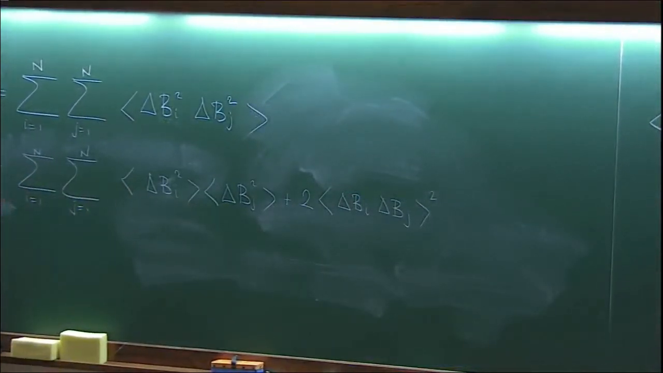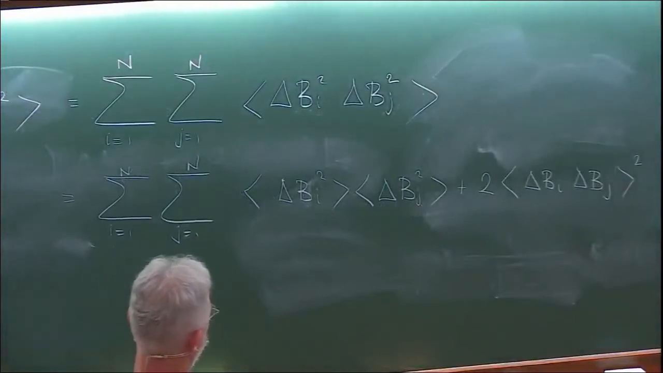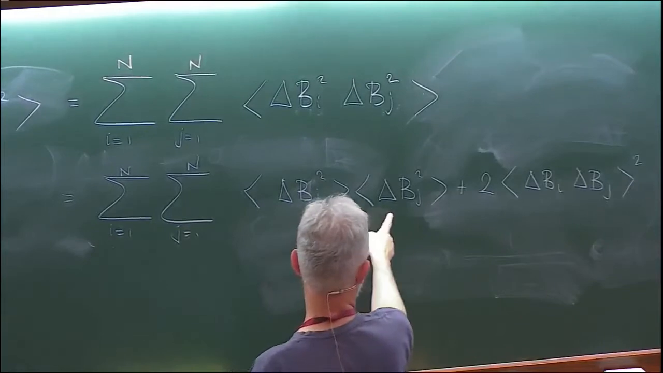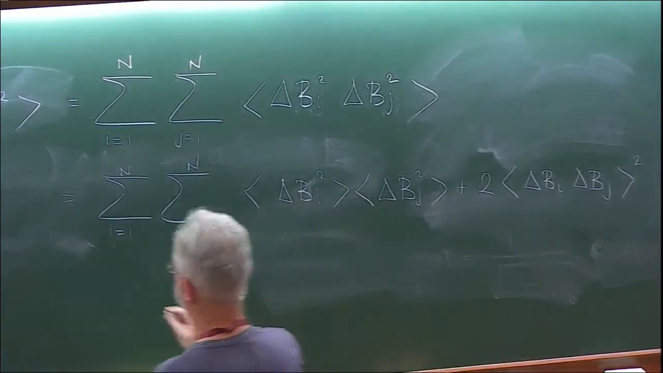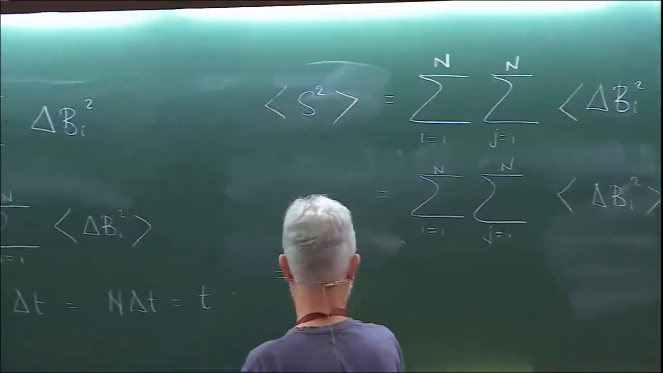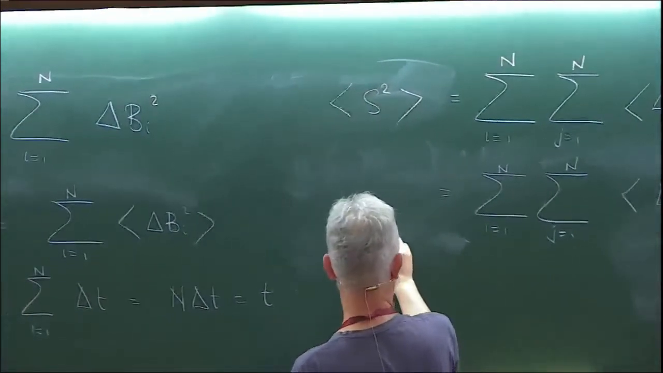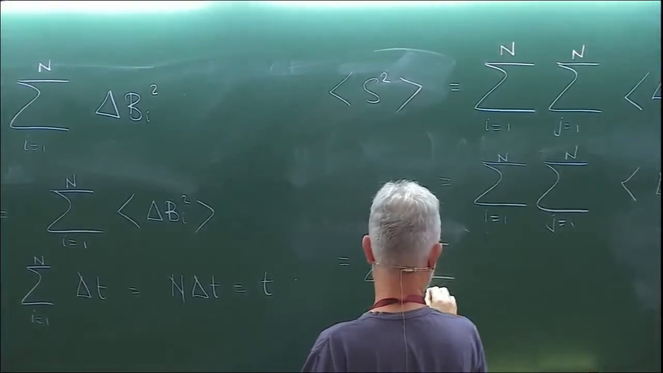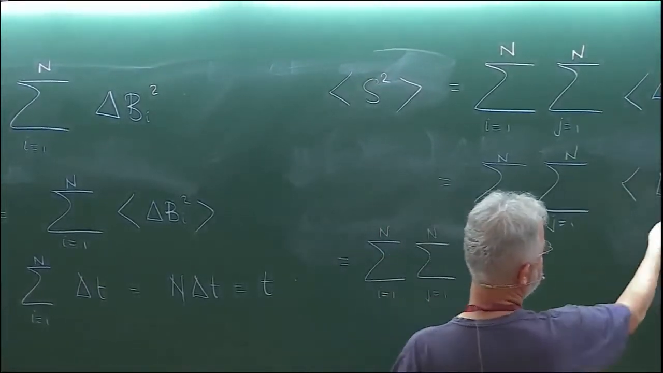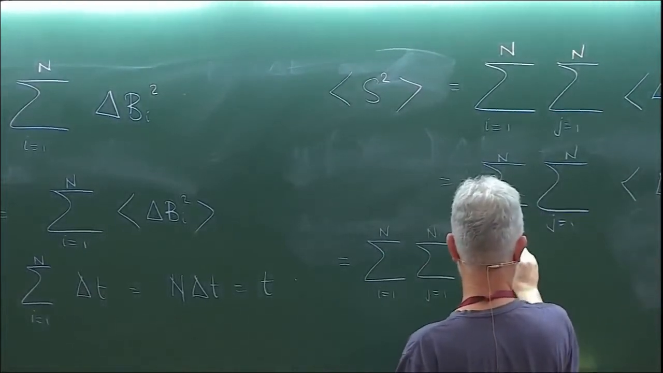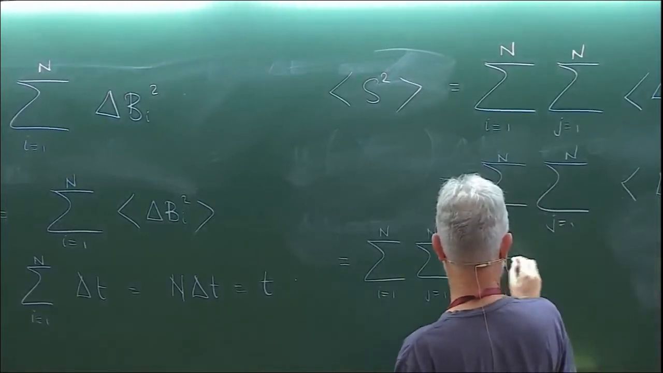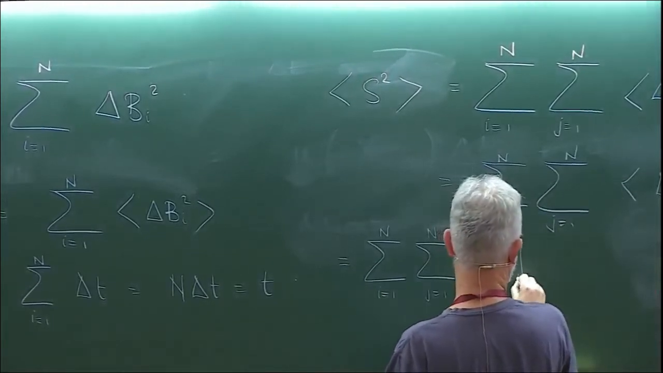Okay, so this is what I've got. I have to be careful in my sum now, because all these terms here are never 0, right? So what I find here is the sum over i equals 1 up to n, the sum over j equals 1 up to n. Delta b_i squared just gives me delta t. Delta b_j squared gives me delta t, so that just gives me delta t squared here, right?